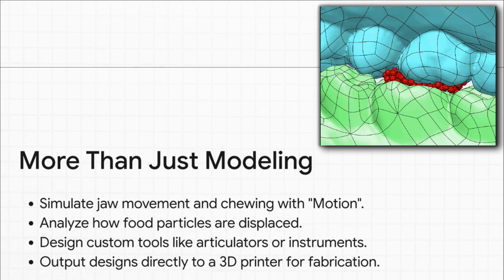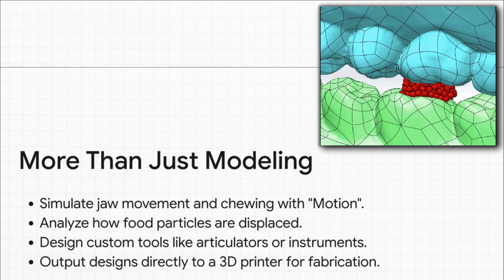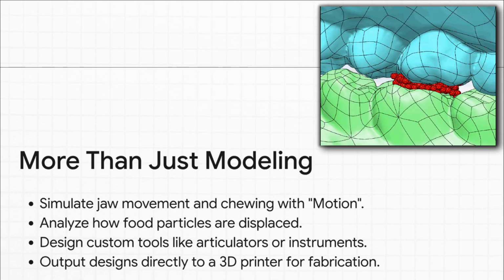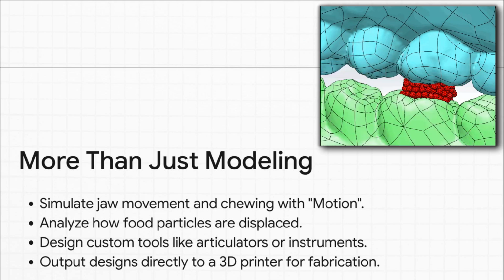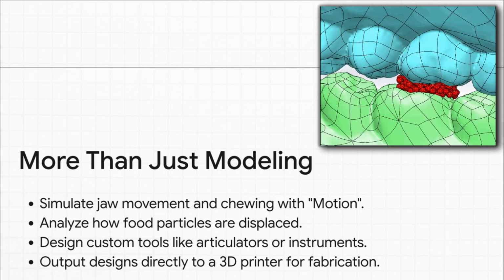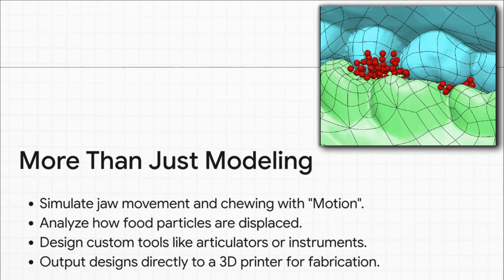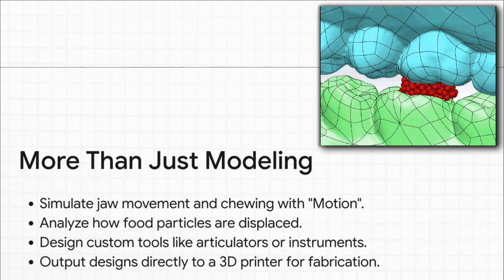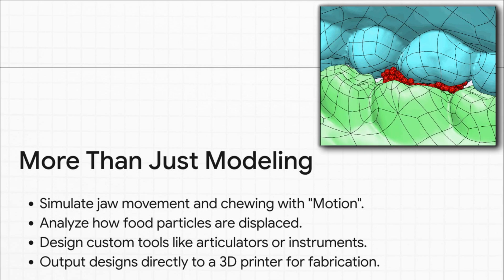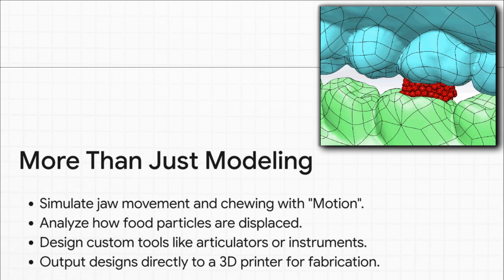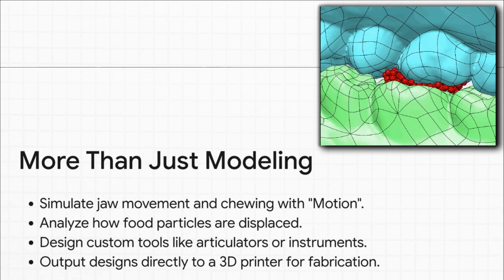Within the same system, you can simulate actual jaw movement to test how your design functions in the real world. You can analyze how food will flow over the chewing surface. Feeling creative, you could literally design your own custom articulators or dental tools. And when it's absolutely perfect, you just send it directly to a 3D printer. It becomes this complete, end-to-end digital workflow.